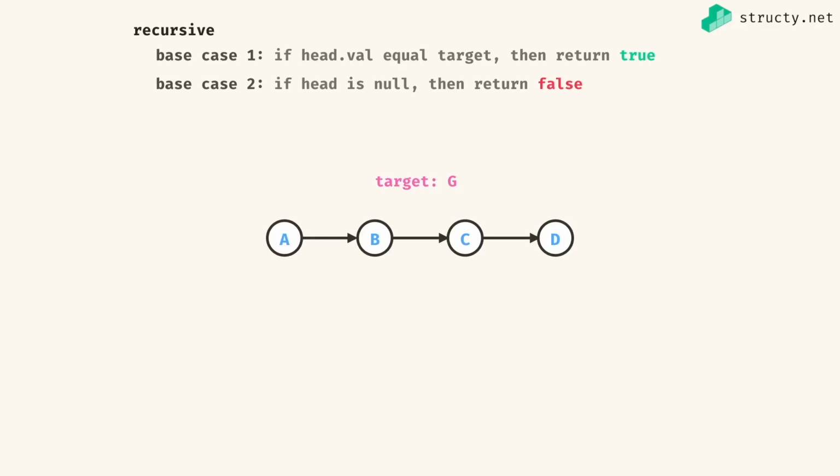So I'm going to make a call on A, A calls B, calls C, I still don't find the value, C calls D, and finally, when D looks at its next, it's going to pass along null, right? Because D's next is technically null. And at this point, I have just hit base case number 2, so I can return false. And like before, I return these values up the call stack.